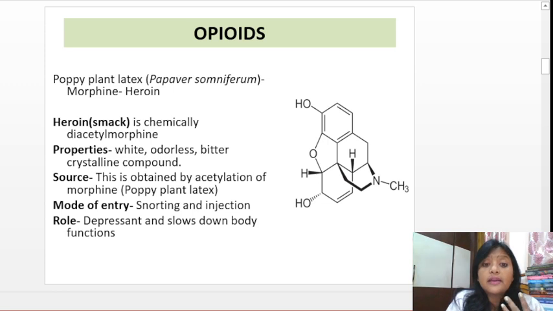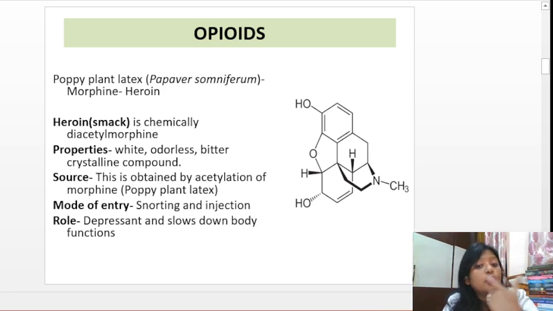Heroin is also known as smack. It is basically a chemical, diacetyl morphine. Remember this. From morphine we are getting heroin. Heroin is diacetyl morphine. Remember this. So what are the properties of opioids? It is a white, odorless, bitter, and crystalline compound.